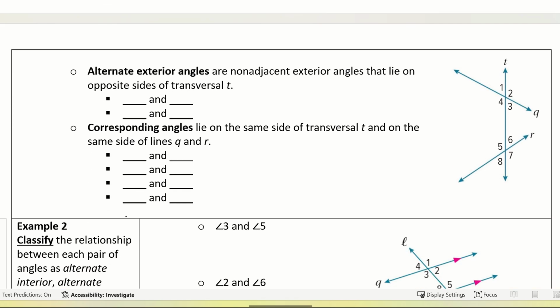I put the picture back down here again so we could see it. Alternate exterior angles, again, the exterior angles are on the outside, so they're 1, 2, 7, and 8. And to be alternate, they are on alternate sides, so that'd be angle 2 and angle 8, and then also angle 1 and 7.